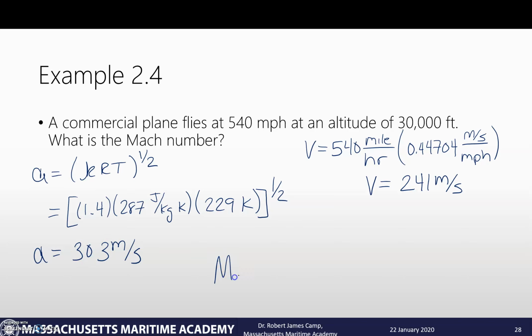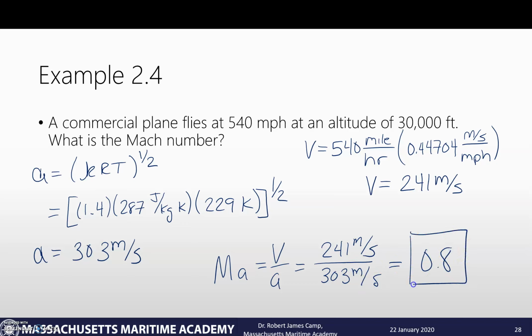So the Mach number will be the velocity divided by the speed of sound. So 241 meters per second divided by 303 meters per second. And that will give us a Mach number of 0.8, which is fairly typical for a commercial airliner.